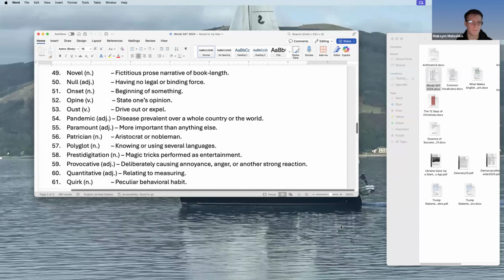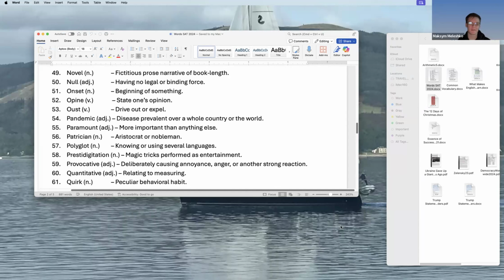49 novel. 50 null. 51 onset. 52 alpine. 53 oust. Good. 54 pandemic. 55 paramount. 56 patrician. 57 polyglot. 58 prestidigitation. Wow, awesome. Good.